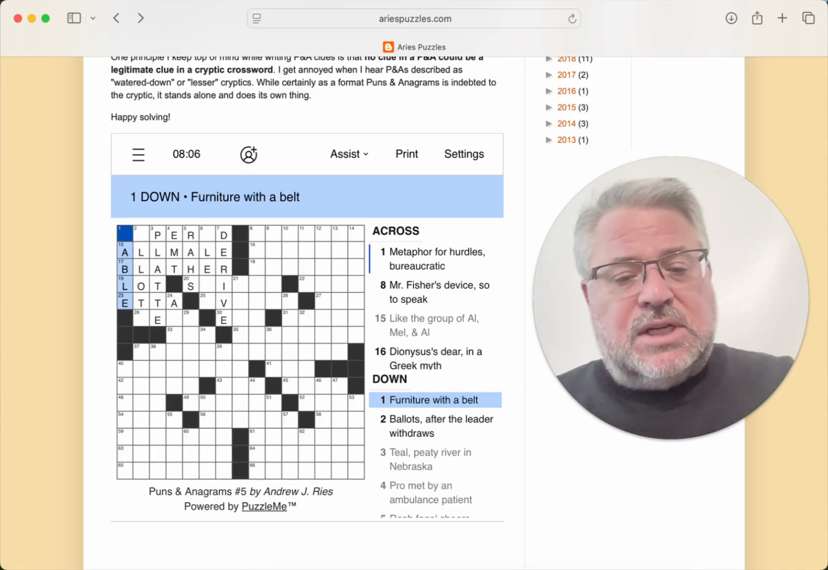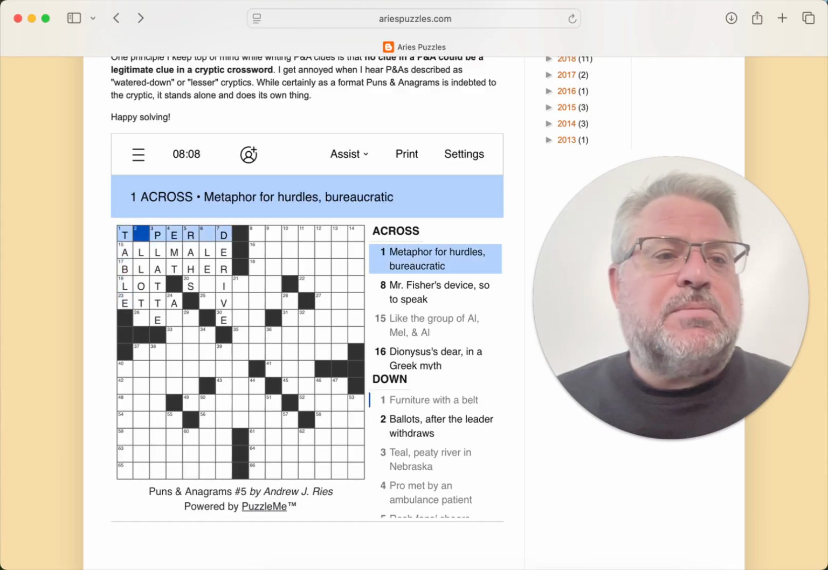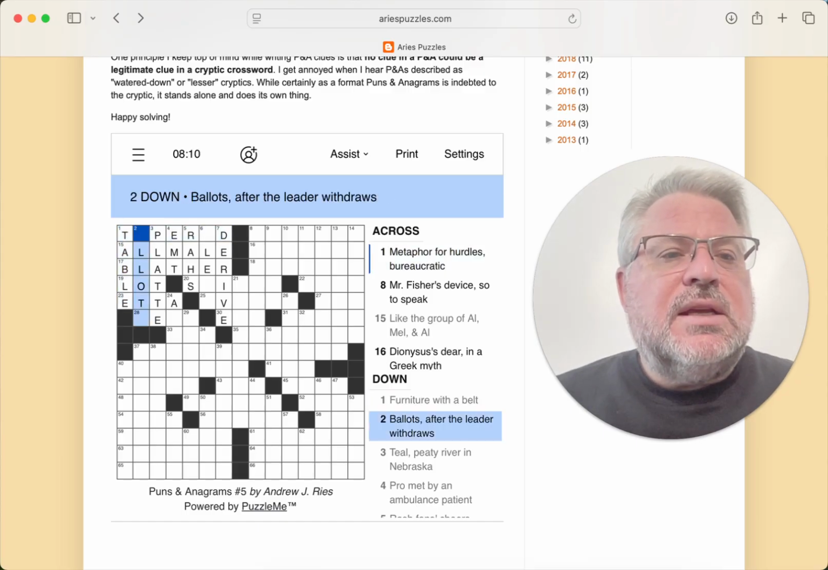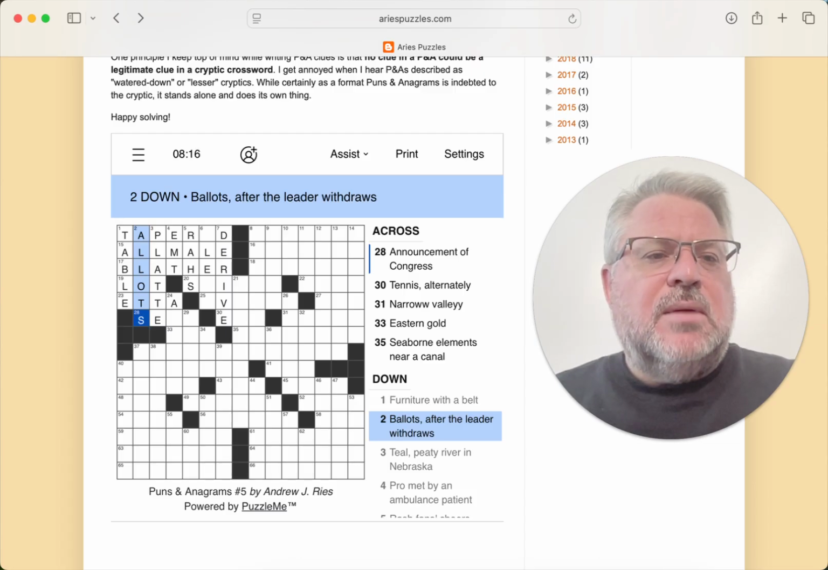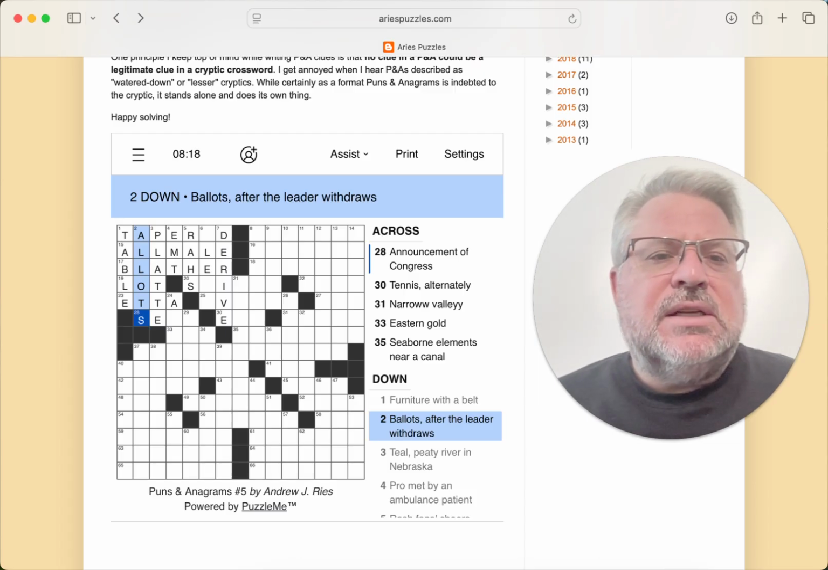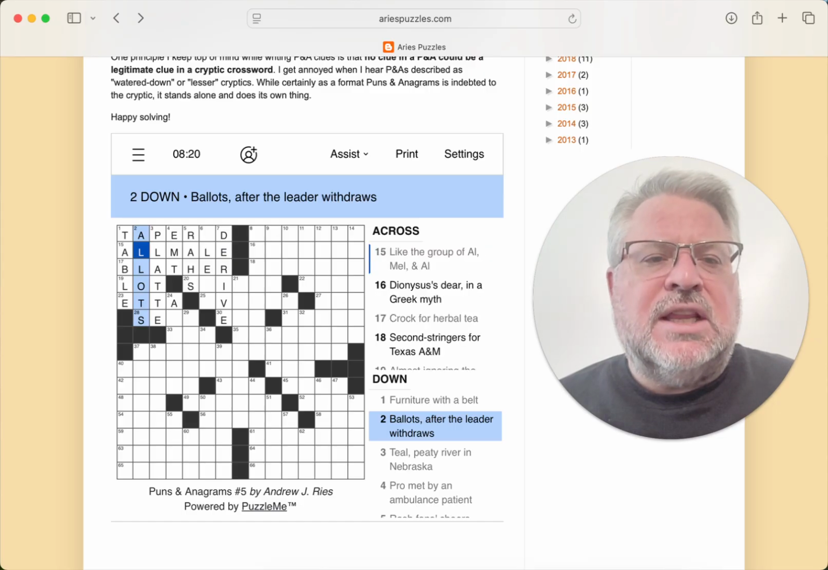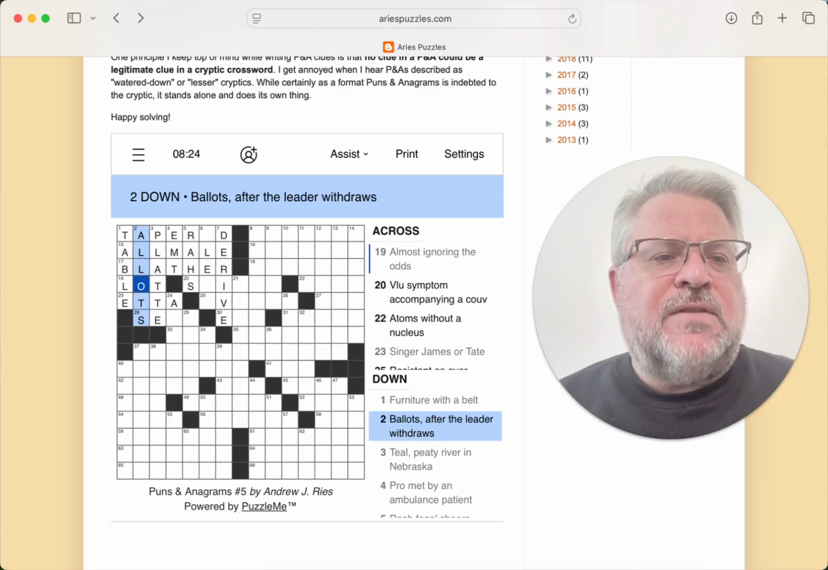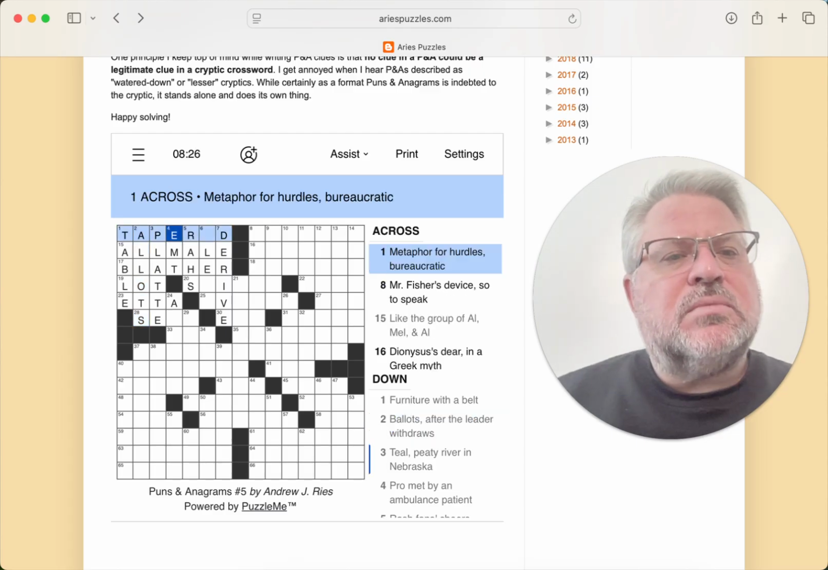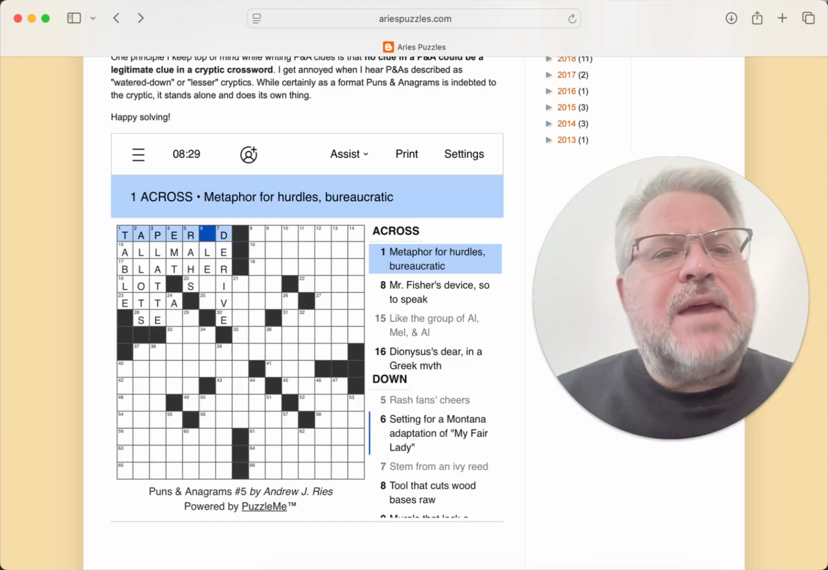So a belt gives us table, which is a piece of furniture. Yes, a lots. Okay, so I don't think the meaning a lots is suggested by anything here. But if we take ballots and then take off the leading letter, withdraw the B, we get a lots, which would be a valid crossword answer. Tapered.